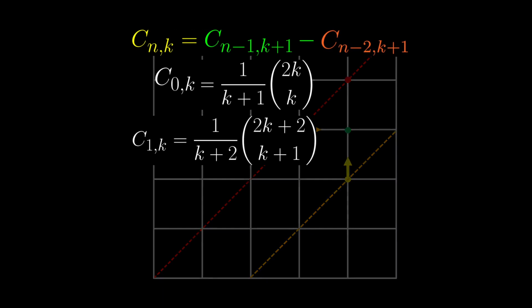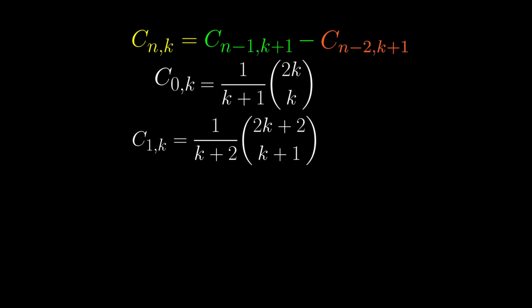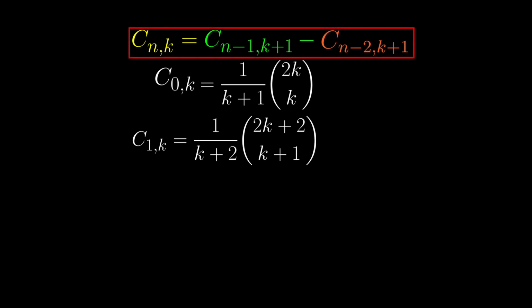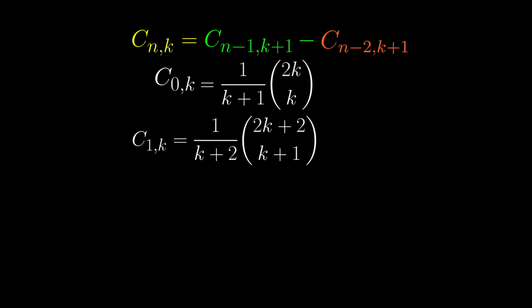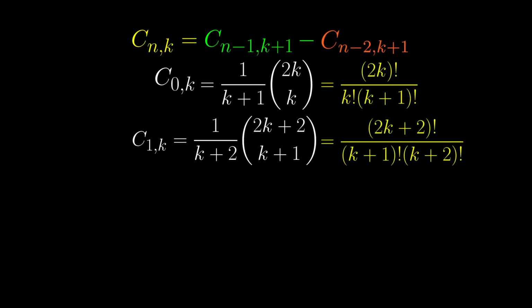With these 3 relations, we can already find all the values of Cnk by repeatedly applying this powerful recurrence relation. We are now going to use this recurrence relation to try to guess the formula of Cnk only in terms of n and k. To do that, we first write out the formula for C0k and C1k in terms of factorials only.